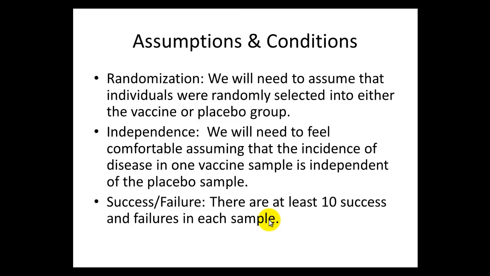As with all of our hypothesis testing thus far, we need to consider the assumptions and conditions. So we have to consider the randomization. The thing we'll need to assume in this problem is that the individuals were randomly selected into either the vaccine or placebo group. This is a common thing to assume in large-scale studies. Independence. We will need to feel comfortable assuming that the incidence of disease in one group, that is the vaccine sample, is independent of the placebo sample. I feel safe assuming that.